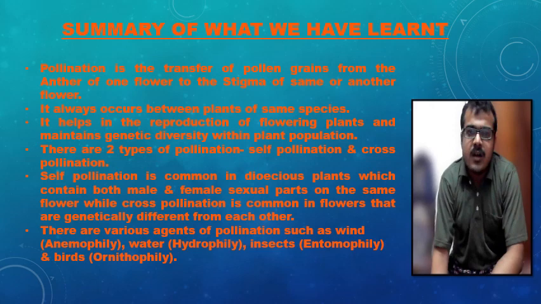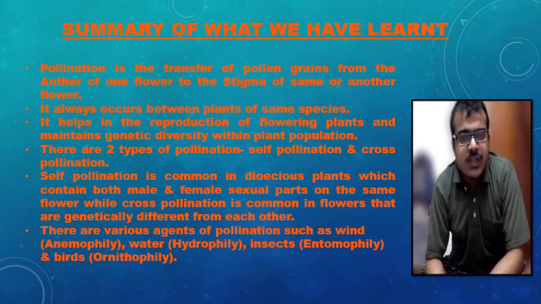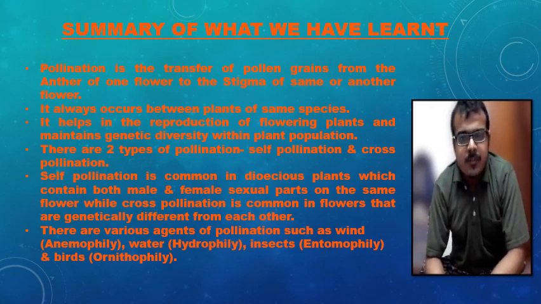So here we are discussing the summary of what we have learned. Pollination is the transfer of pollen grains from the anther of one flower to the stigma of the same or another flower. Pollination always occurs between plants of the same species. It helps in the reproduction of flowering plants and maintains genetic diversity within plant population.